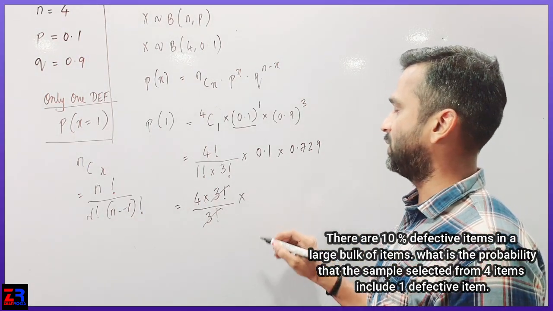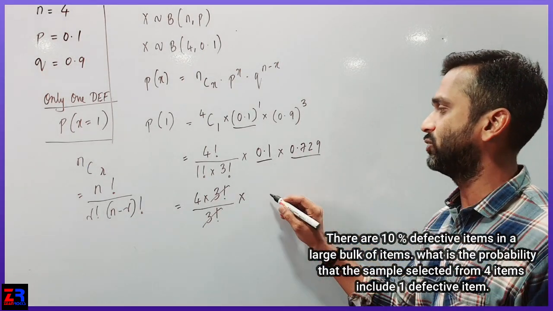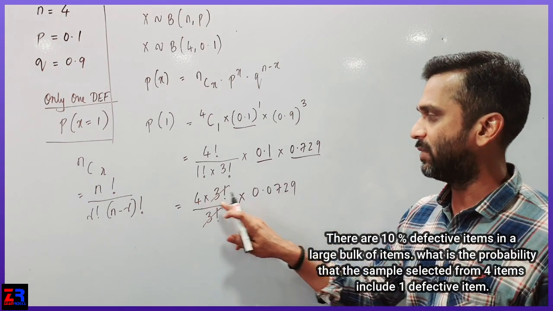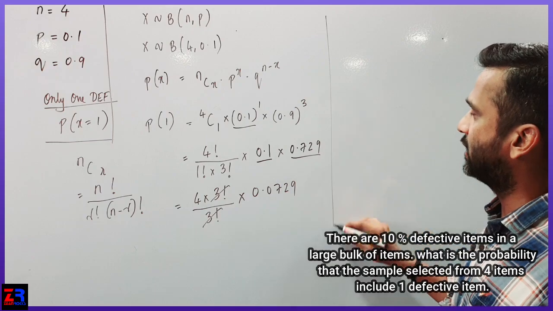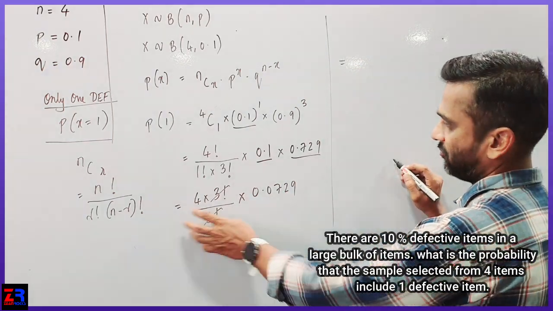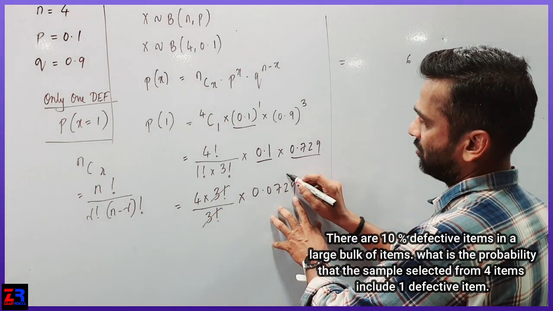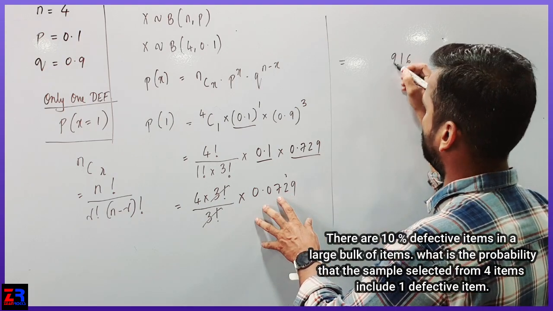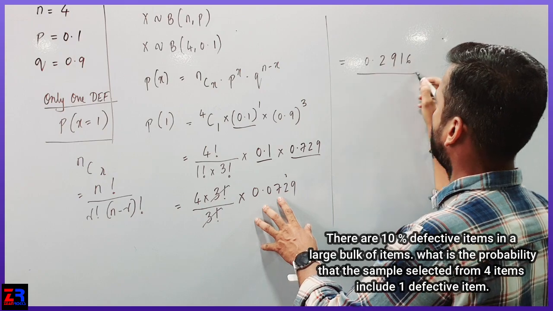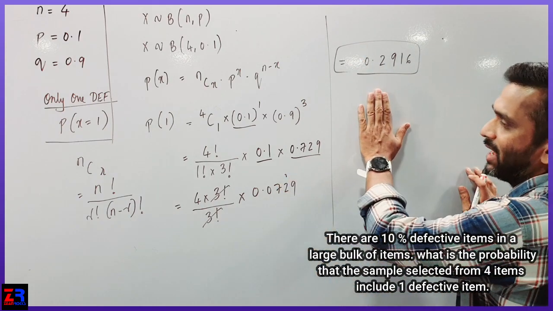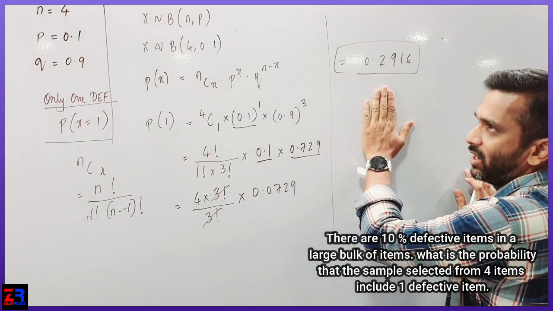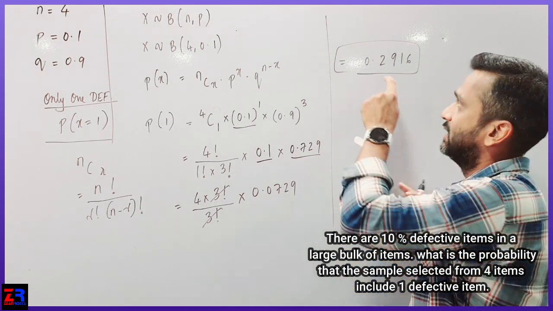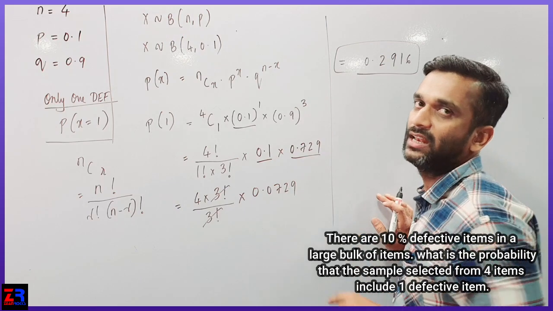So here you multiply 0.1 into 0.729, which will be 0.0729. Multiply by 4 on the calculator, and 0.2916 is your answer. If this question is asked as an MCQ, I will be giving you 4 options. In that, this will be one option. Then you have to select that option and go ahead.